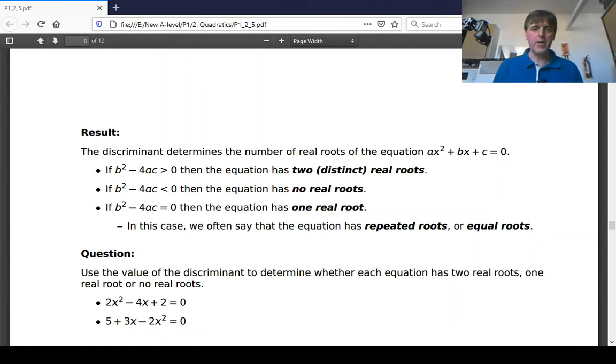Okay, have you got the idea? Well, let's see. On the screen now, I've got a couple of questions for you here. I want you to not solve those equations, but I'd like you to use the value of the discriminant to determine how many real roots these equations have. Okay, pause the video and restart when you're done.